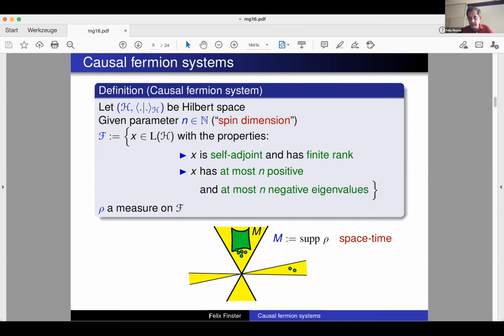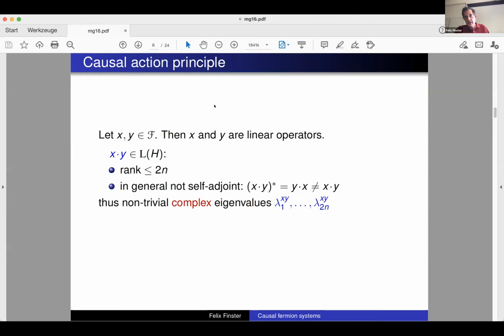Good, and now we set up a variational principle for the measure. Let me just do this quickly. I don't have time to enter the details. So the way it works is as follows.